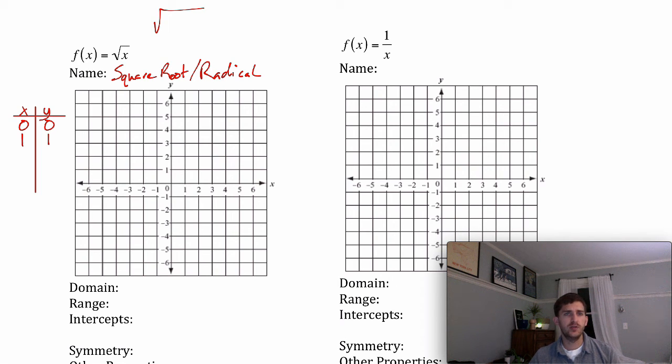Now I'm going to skip the square root of 2 because it's not a nice square number. The square root of 2 is the square root of 2, and that's hard to graph. So let's graph the square root of 4. So that'll be 4, 2, and then let's do one more, 9, 3.